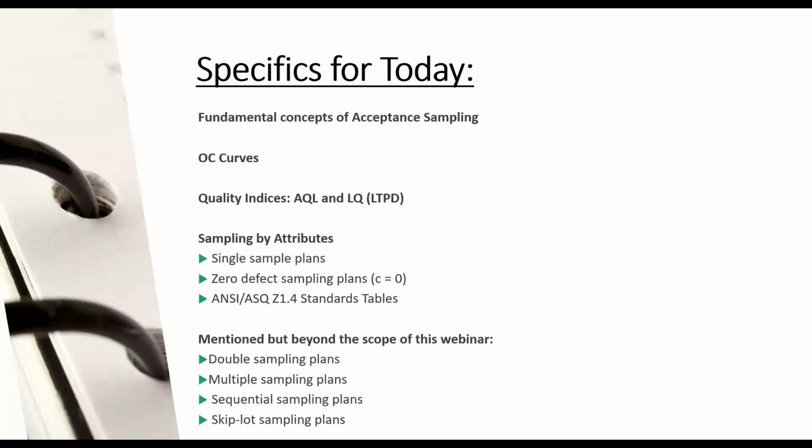Okay, so we'll go through those, and then we're going to look at sampling by attributes. We'll look at single sampling plans. We'll look at the C=0 or the zero defect sampling plans. And we'll also take a look at the ANSI tables, the ASQ tables, the Z1.4.